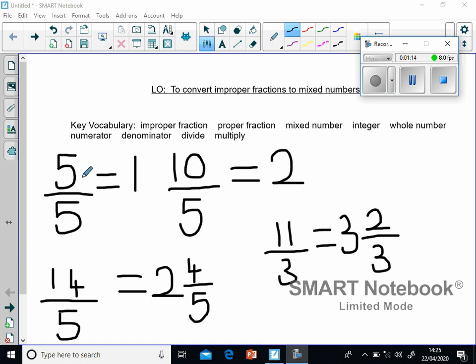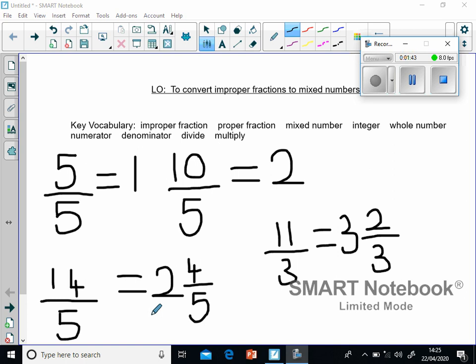Now here, 5 divided by 5 is 1. So 5/5 is equal to 1. Now here we have 10/5. Now 5 equally divides into 10 2 times. Now with this improper fraction, 5 divided into 14 is 2 because 2 5s are 10. Now you have 4 left over.